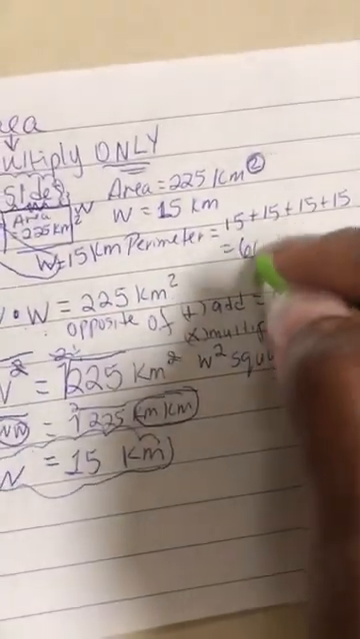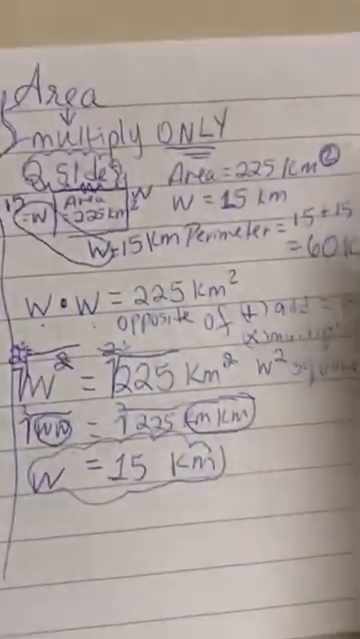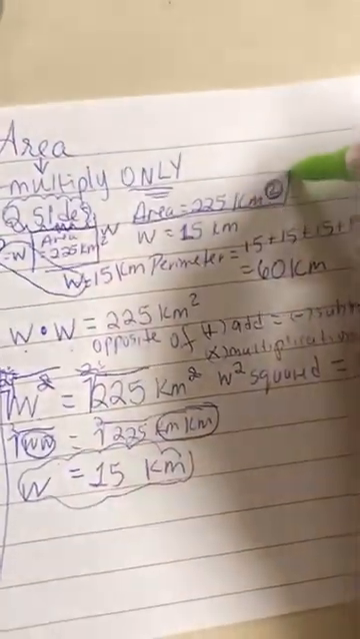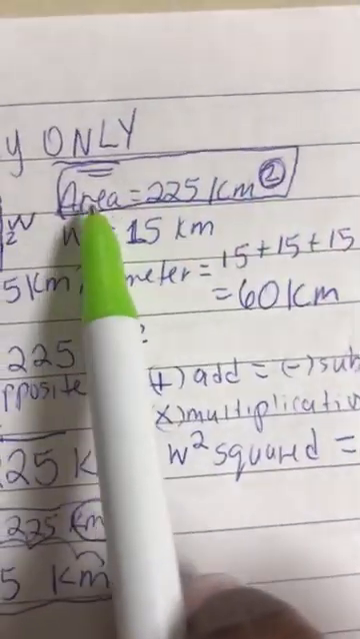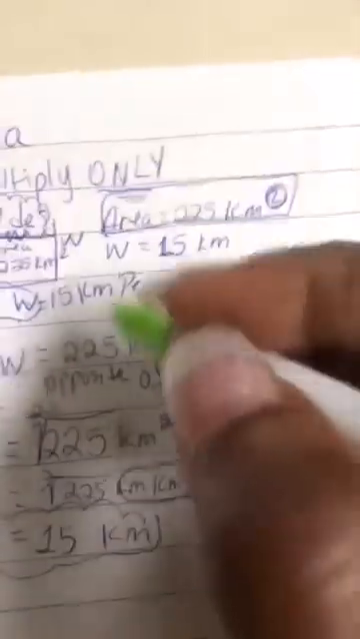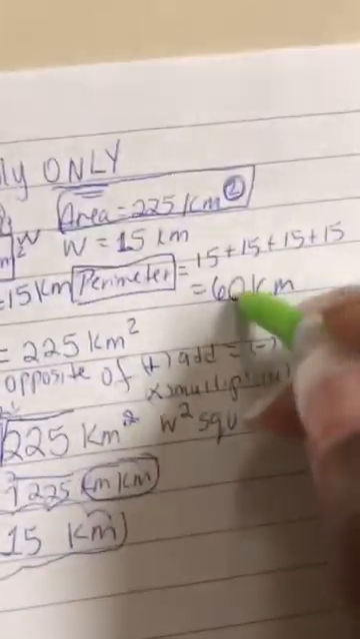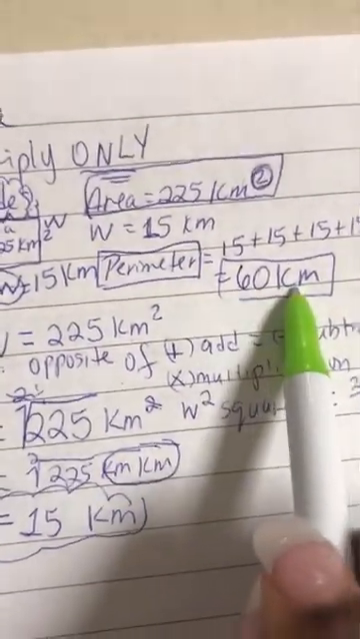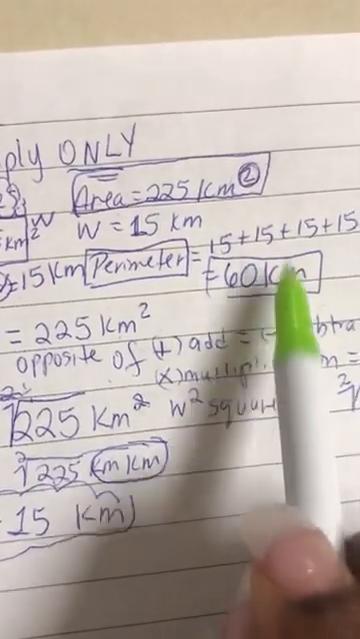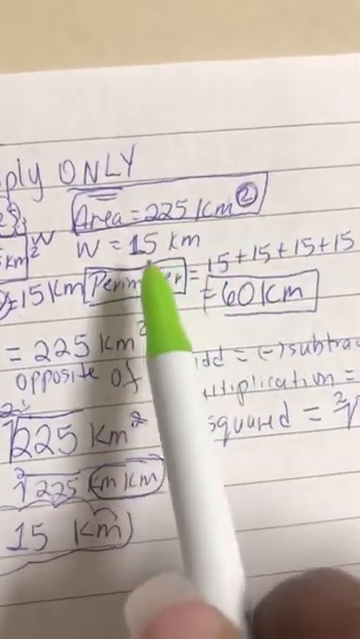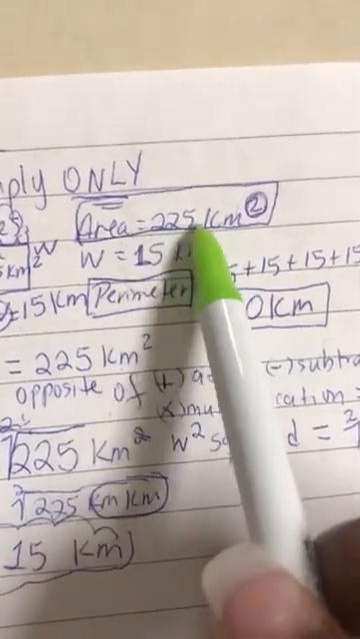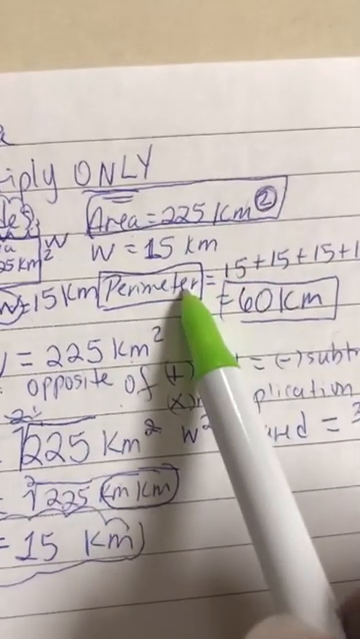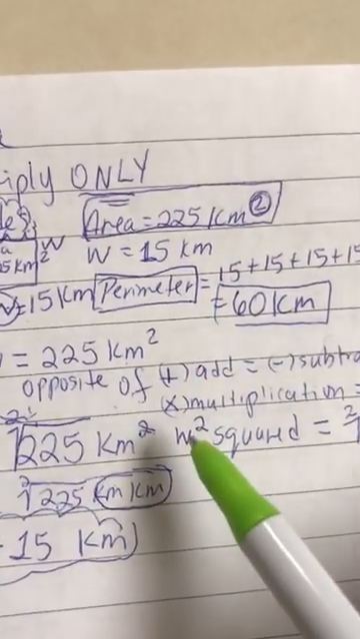So the perimeter is 60 kilometers. Area, 225 kilometers squared. Remember, squared always goes with area only. Perimeter is 60 kilometers with no squared in the air. That's the difference between them. That's how you know this is perimeter versus area. So if anyone tries to say it's 225 kilometers squared for the perimeter, you know that that's a trick.